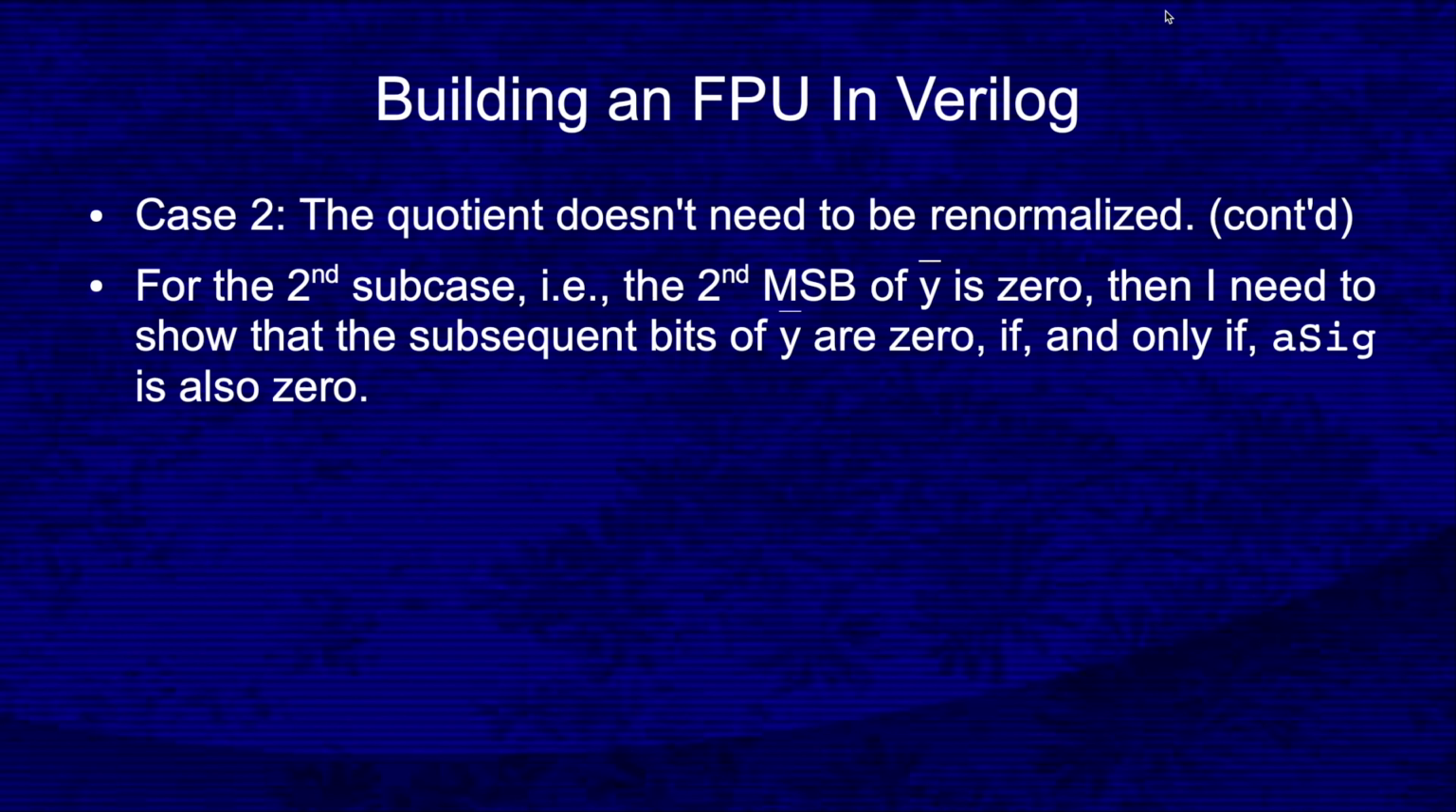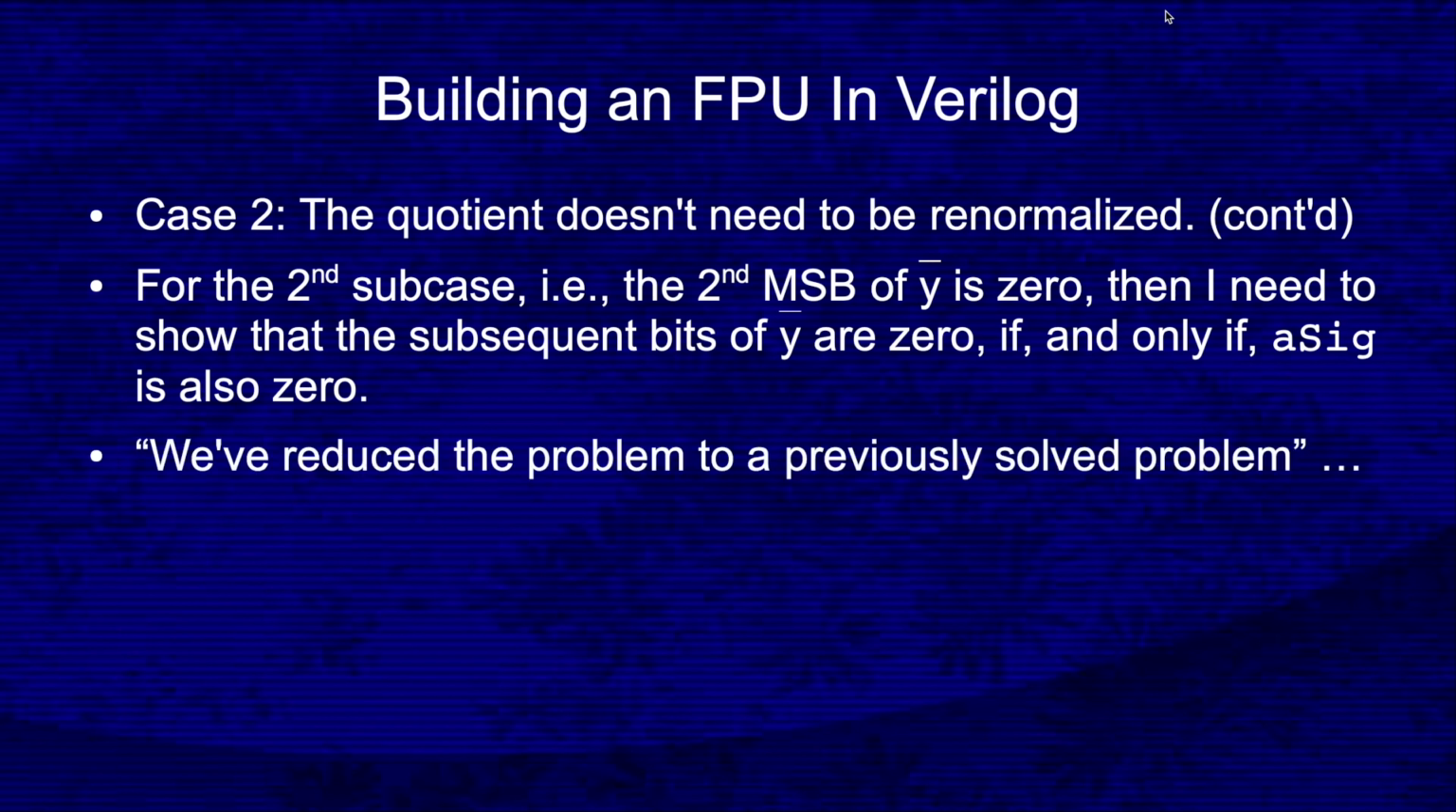For the second subcase, that is, if the second most significant bit of Y bar is 0, then I need to show that the subsequent bits of Y bar are 0 if and only if ASIG is also 0. Here I get to play at being the mathematician I was trained to be. We've reduced the problem to a previously solved problem. That is, from here on out, the proof is the same proof as I showed for the first case where the quotient needs to be renormalized.